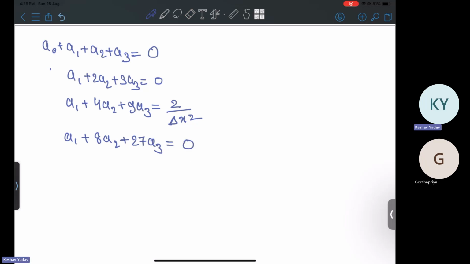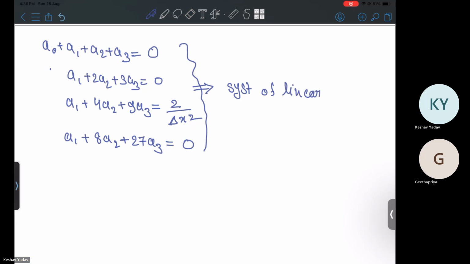Okay. So we have what here? 4 equations, 4 unknowns. So this is what? A system of linear equations. This can be solved by using an iterative solver, or you can solve using the direct solvers. So we can solve this using Gauss elimination, or LU decomposition method. So I will solve this problem using Gauss elimination method.